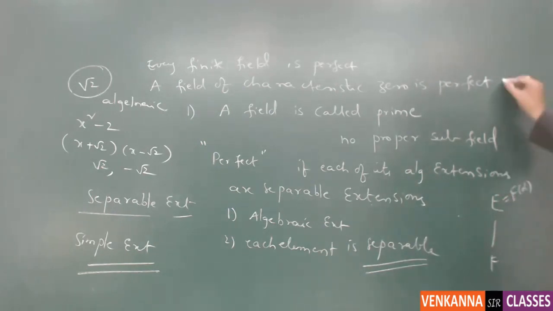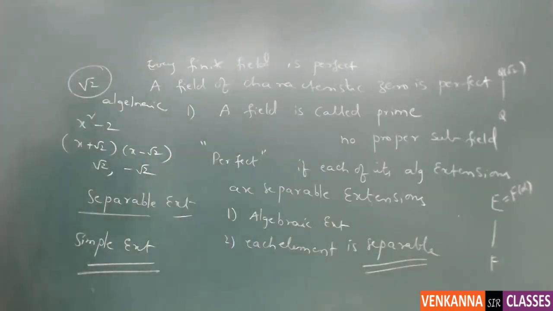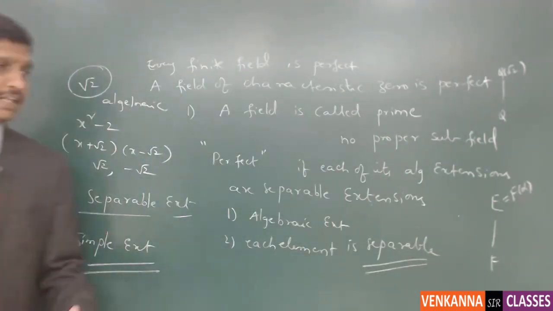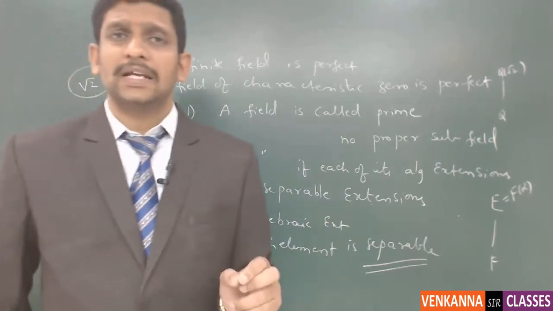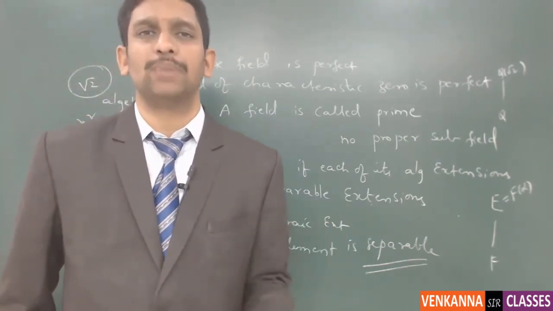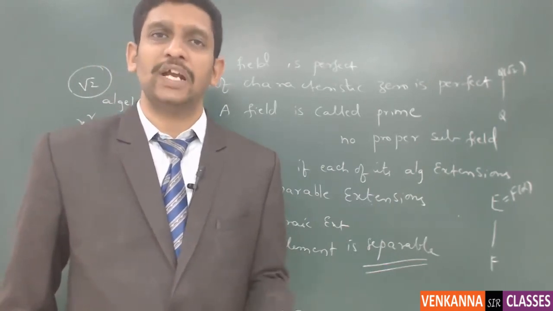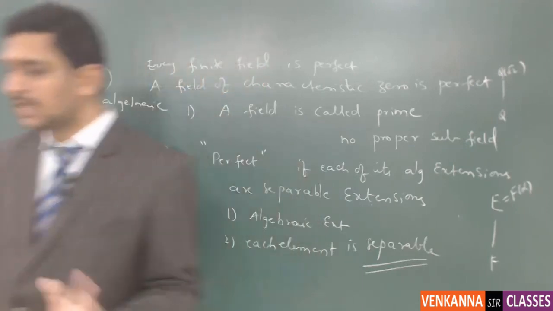So if you take a small example, Q and Q(root 2), then Q(root 2) is a simple extension of Q. It has one element extra. And the result is: a finite extension of a finite field is always simple. Finite extension of a finite field is always simple. That was the result.